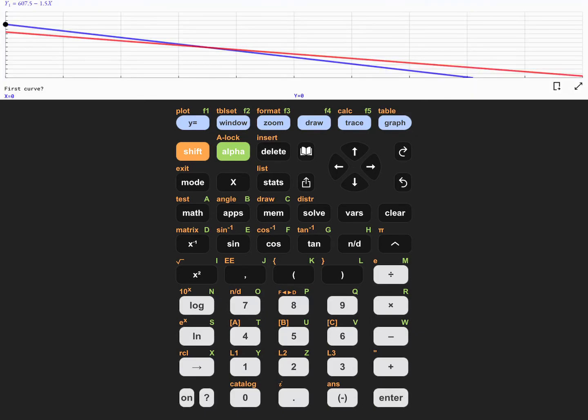All right, and ours is asking, are you on the first curve? It doesn't actually matter. I can't even really tab over because it goes so slow. But you could move your cursor around using the left and right buttons on your calculator to see if it is in fact on a line. You can trust that it is.